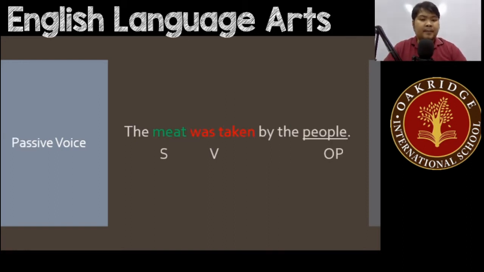But when you change it into passive voice, it becomes something different. This time it's the direct object that is the subject. The one that's receiving the action is the subject, and the doer of the action is found in the object of the preposition or the prepositional phrase. So: the meat was taken by the people.